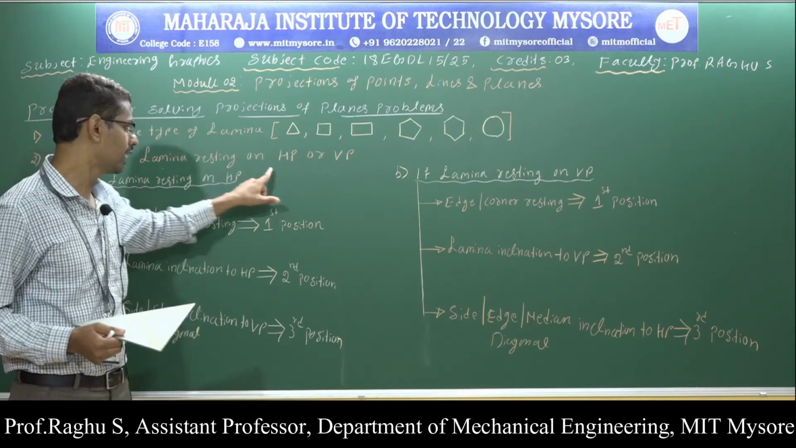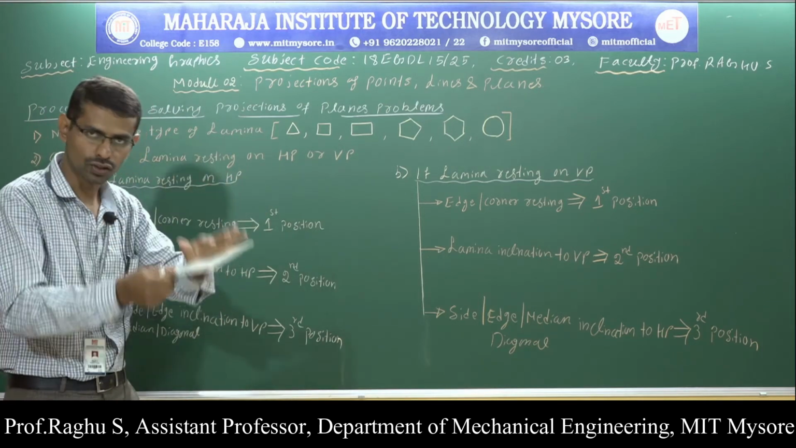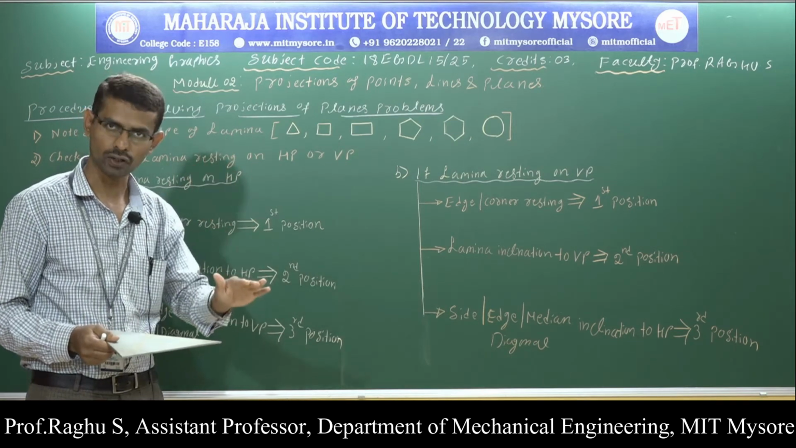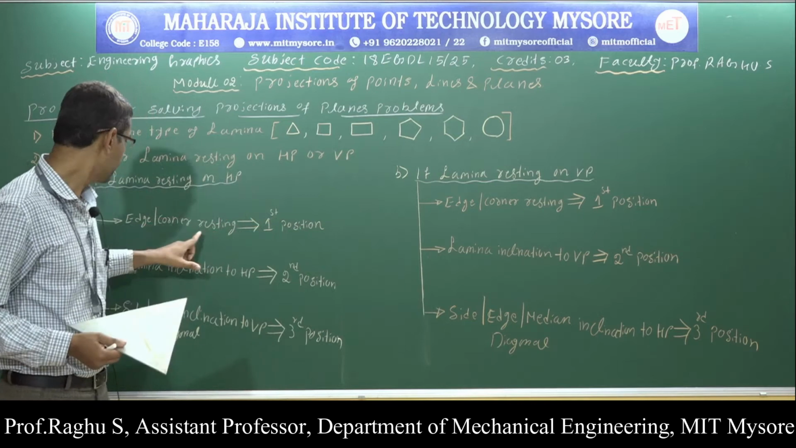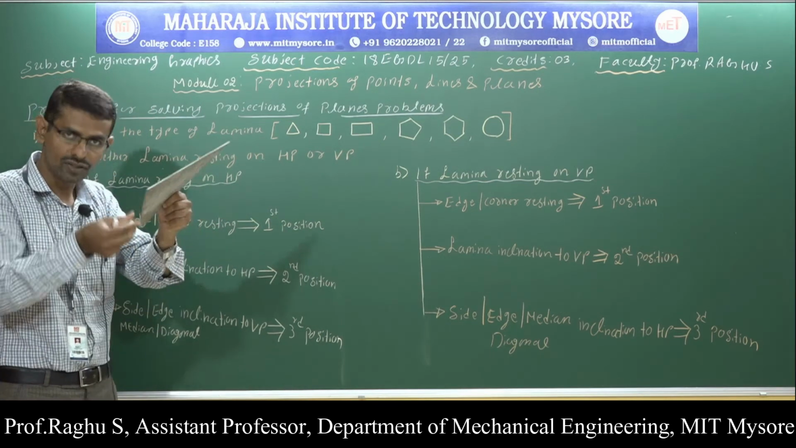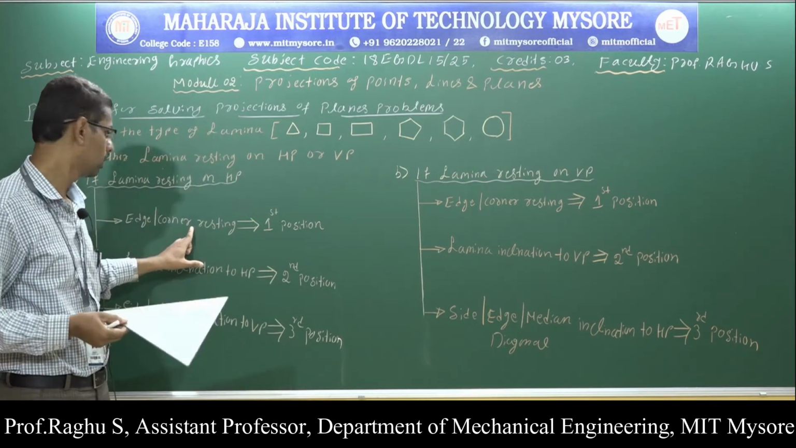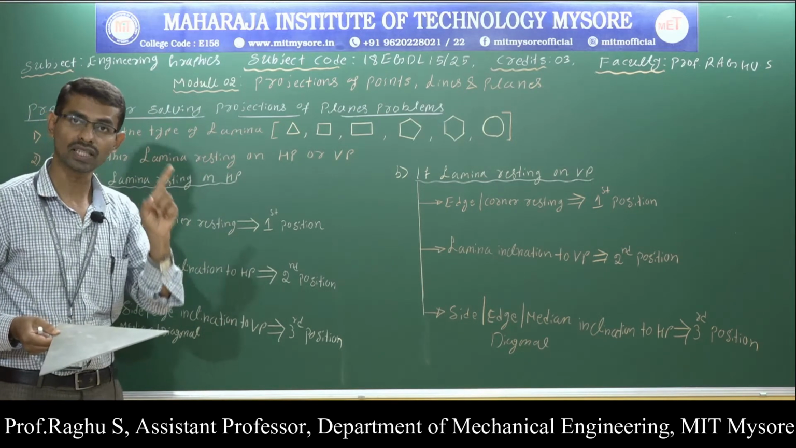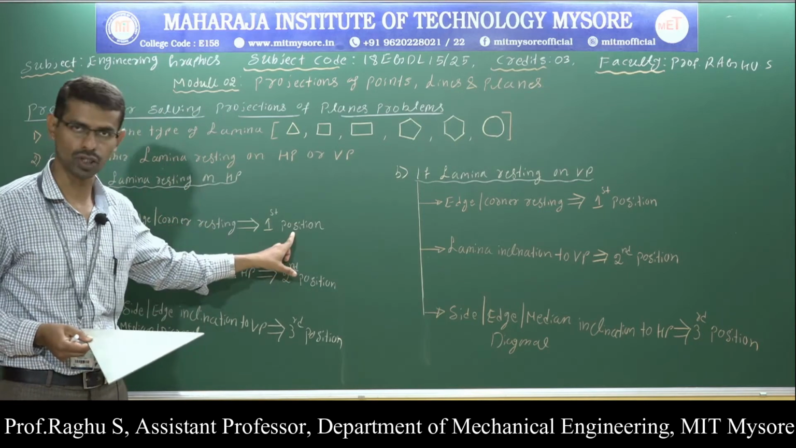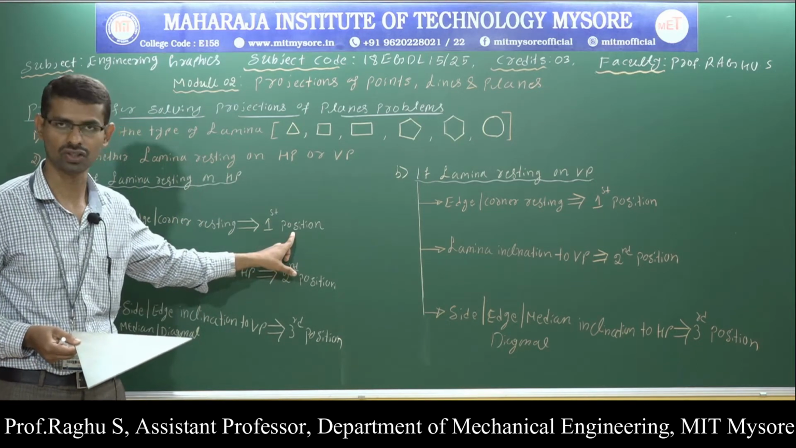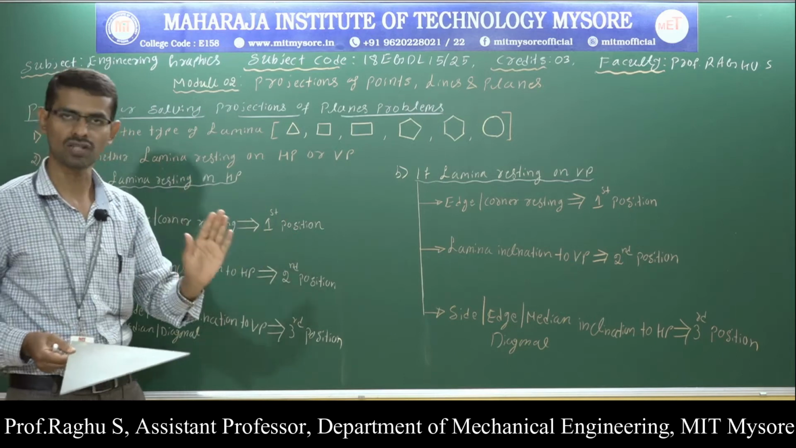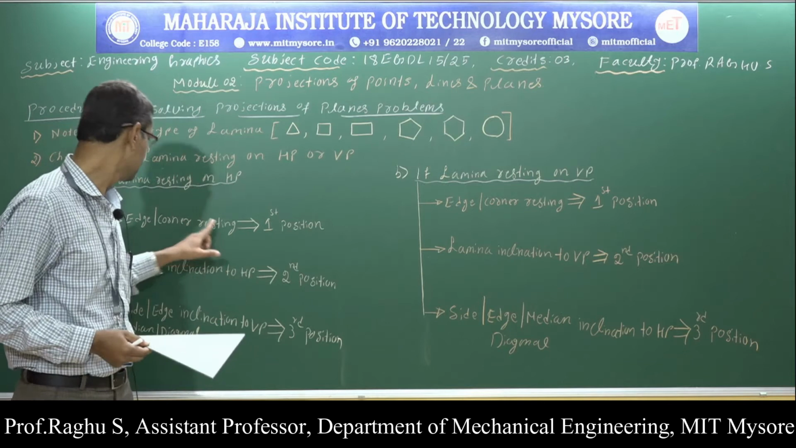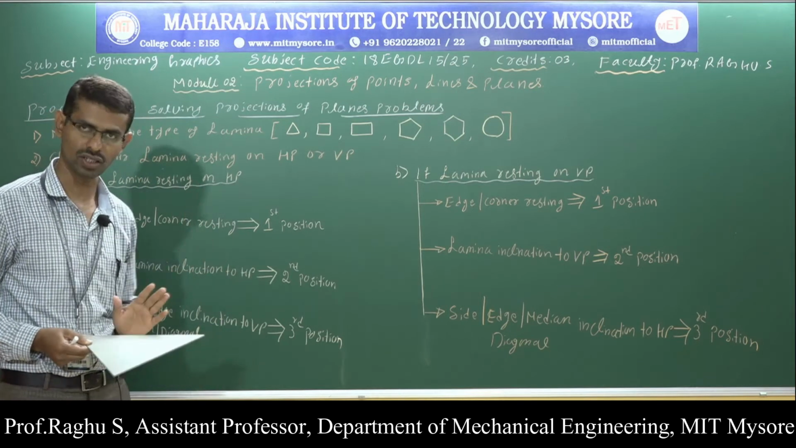So check whether the lamina is resting on HP or VP. If the lamina is resting on HP, as mentioned in the problem, then check whether the lamina is resting on an edge or a corner. If the lamina is resting on an edge, then use that condition to draw the first position. That is called the resting condition. In the resting condition, I do not consider any inclinations, just the edge resting condition or corner resting condition.